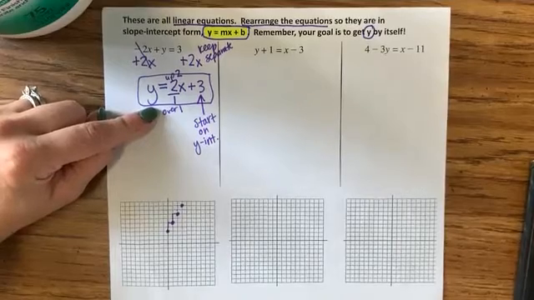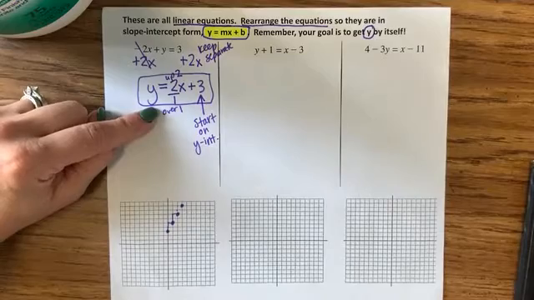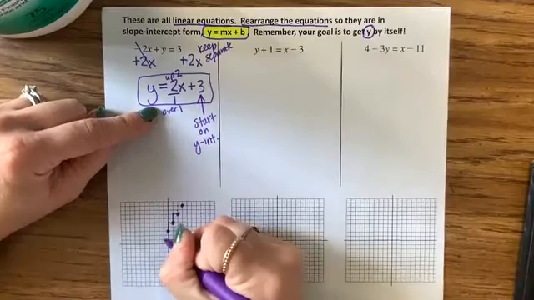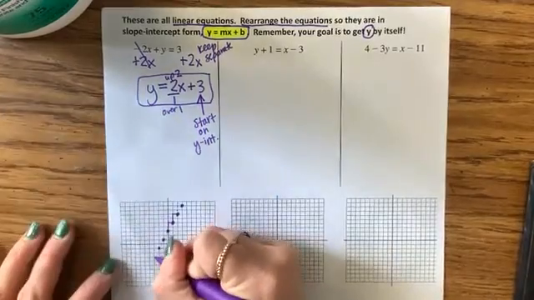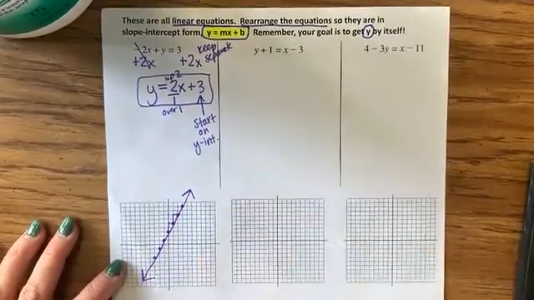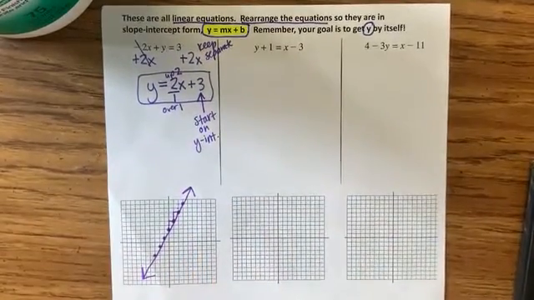If you wanted to be accurate and plot more points, you just do the opposite. Instead of going up 2 and over 1, you go down 2, back 1. Down 2, back 1. And you could just keep doing that. There's my line. It starts at 3 on the y-axis, and the rate of change is up 2 over 1. Positive slope, so your line is increasing.